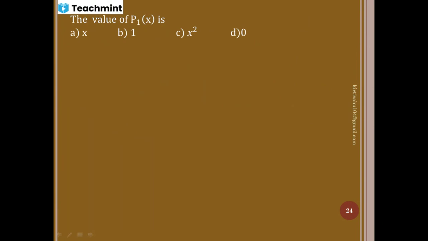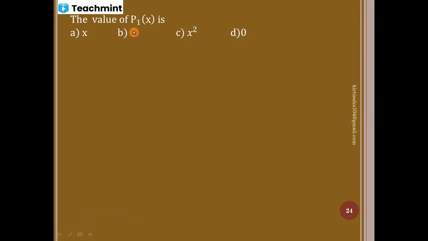Yes, the value of P1 of x. I told you that by making use of the Rodrigues formula, you can get the value of P1 of x. And what is P1 of x? Looking at the options, the order is 1, which is an odd one, so whatever the order is, that will be the highest power of x.